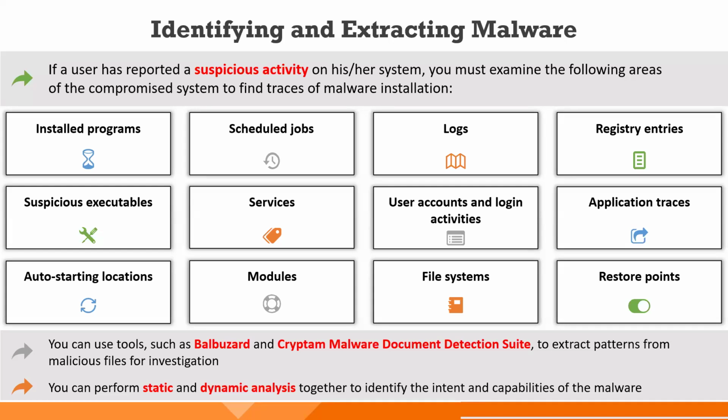So the key tools that are used majorly for identifying all the activities, we have BinText, and Cryptam malware document detection suite to extract patterns from malicious files for investigation. You can perform static and dynamic analysis together to identify the intent and capabilities of the malware.